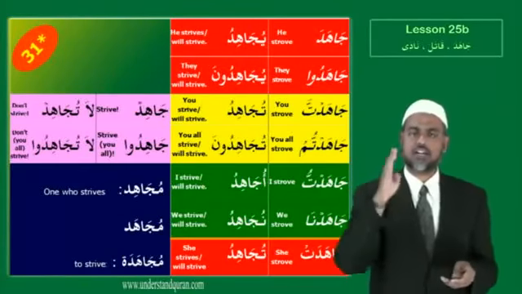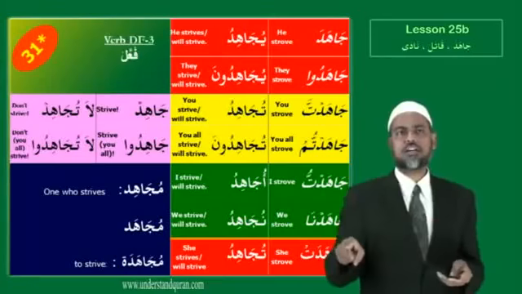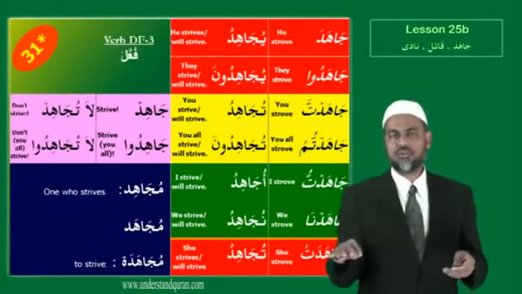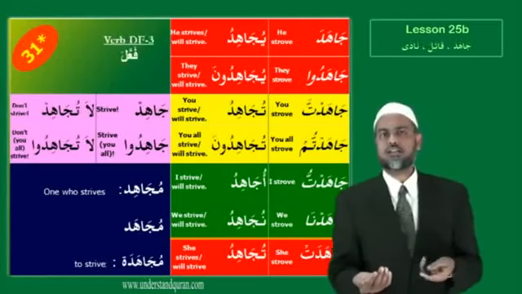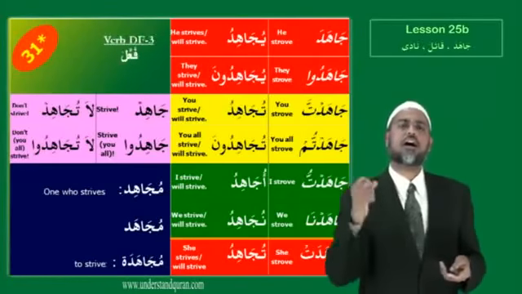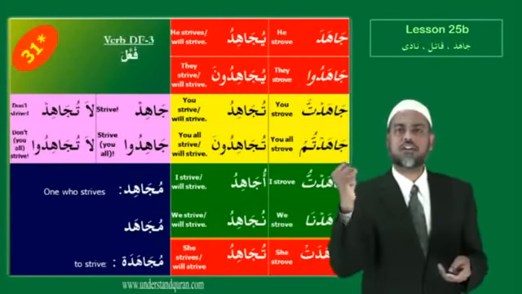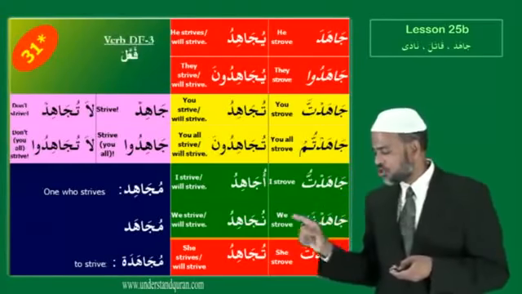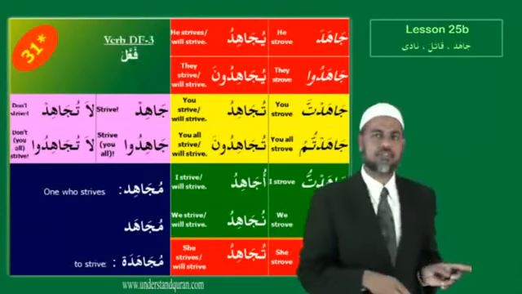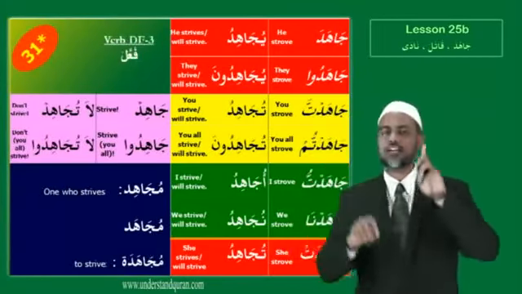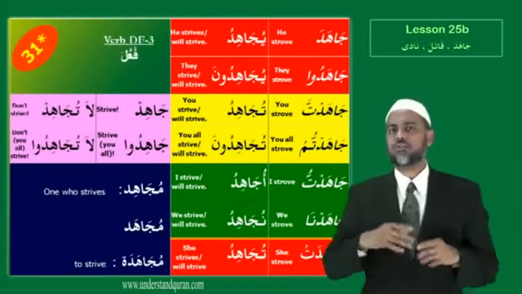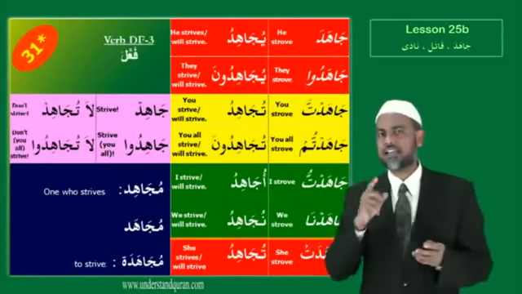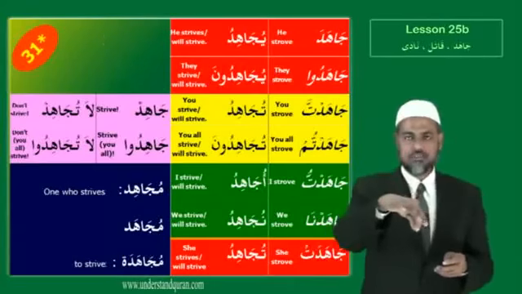Jahid, strive. Jahidu, strive. La tujahid, don't strive. La tujahidu, don't strive. Mujahid, one who strives. Mujahad, against whom the strife is made, and mujahada, to strive. Mujahid, huwa jahada here. Jahadat, that's huwa yujahidu here. Tujahidu, she strives.